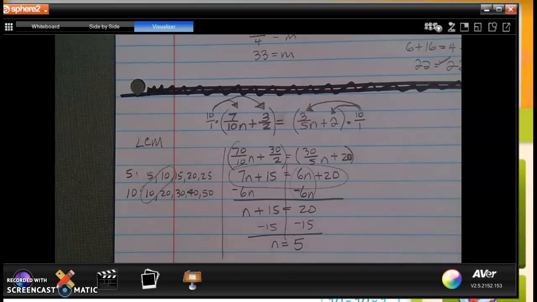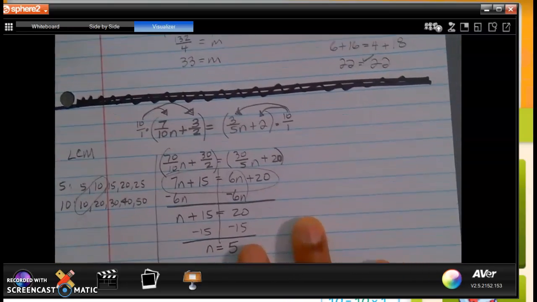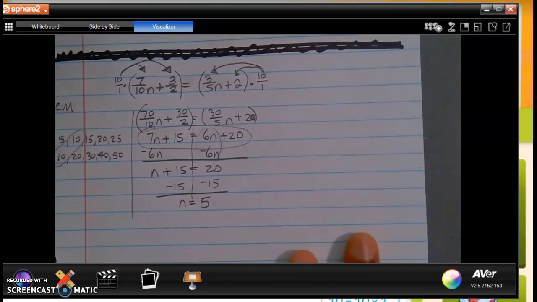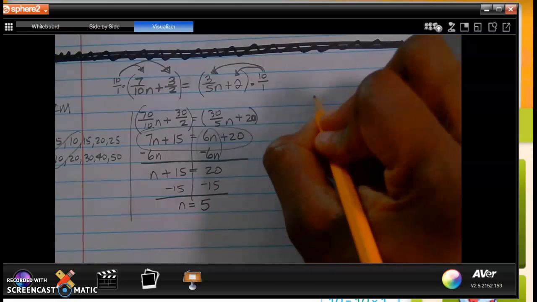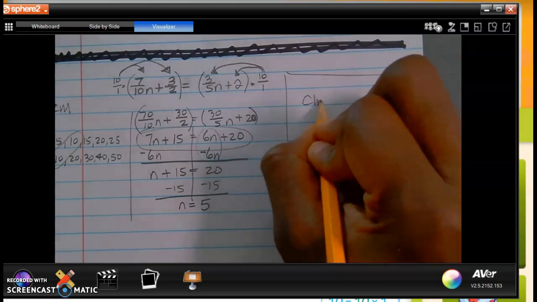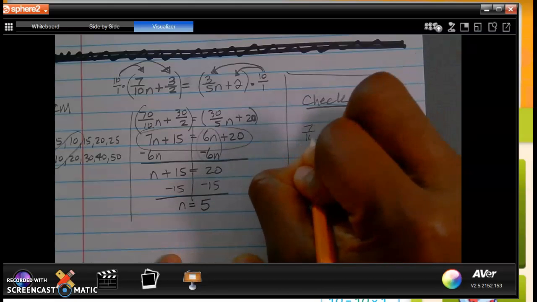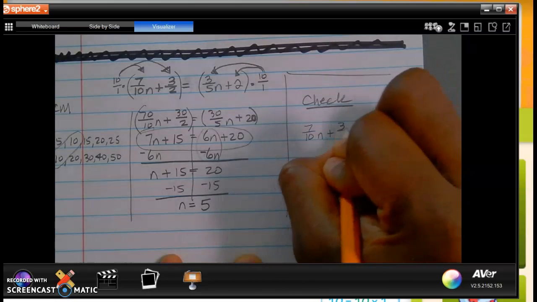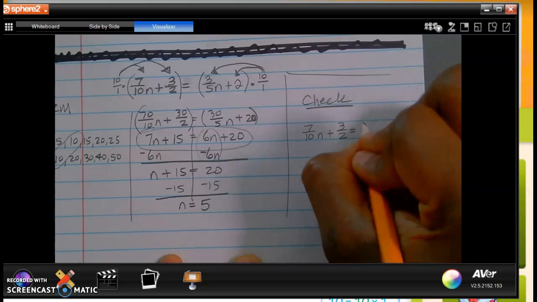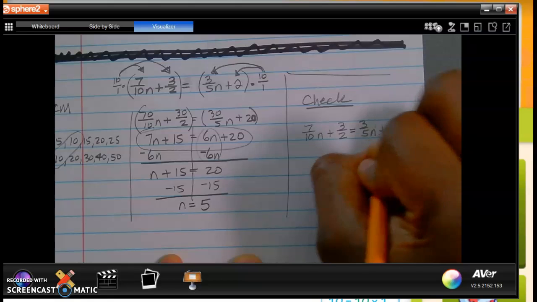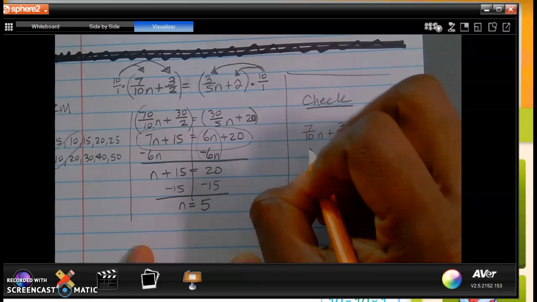Now, I want to do a check much in the same way that I would do any check. Okay, I want to move this up a bit. Sorry. Now, I'm simply going to take the original equation. This is my check. I'm going to take the original equation, and I'm going to just substitute in everything that I see there. And when I substitute those things in, I want to make sure that I have the proper answer. Okay, so 7/10 n plus 3 over 2 is equal to 3/5 n plus 2.